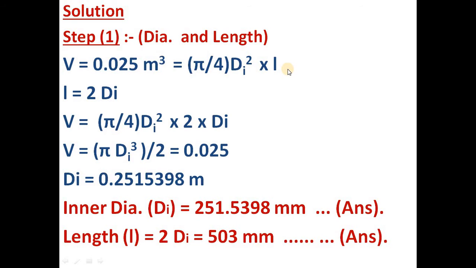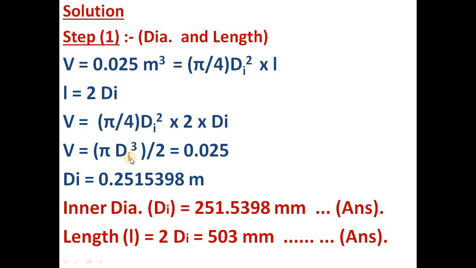Instead of L we can write 2 Di. Volume V is equal to pi by 4 d square into L, and instead of L, it is 2 into Di. Then give the value of V. We know V is 0.025. Here the only unknown is Di. On simplifying, you will get like this.